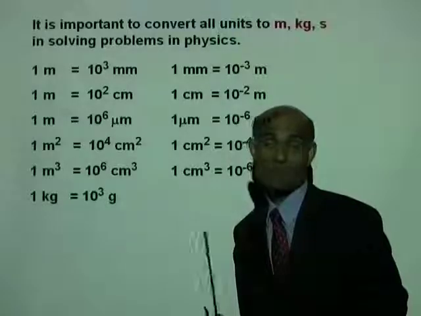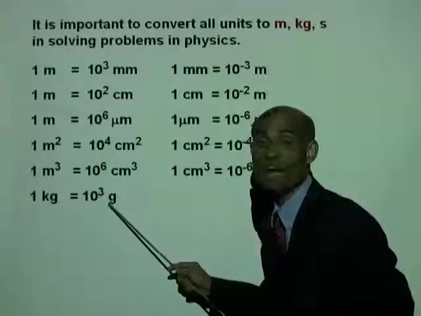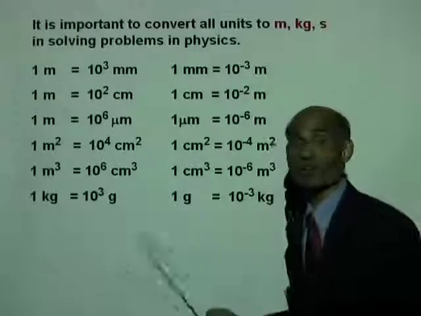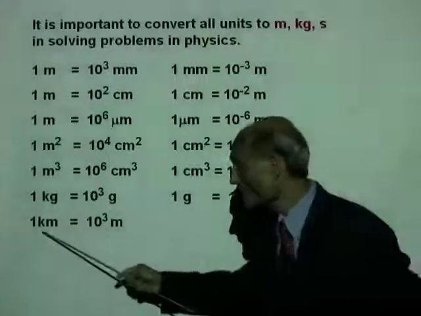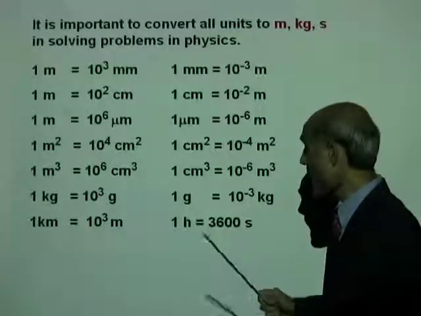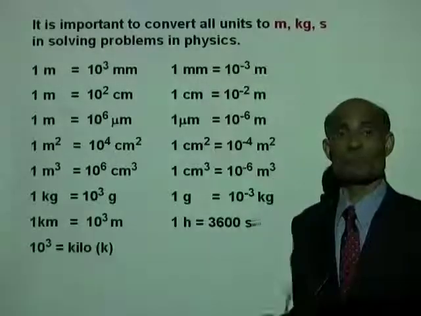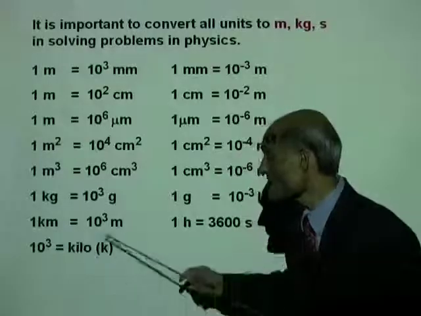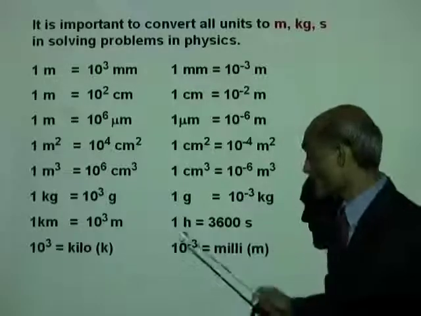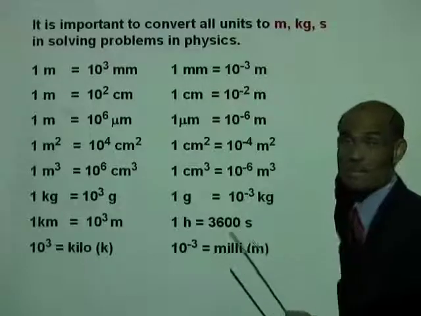Alright, let's now talk about mass. 1 kilogram contains 1,000 gram. Therefore, 1 gram is a 1,000th of a kilogram. 1 kilometer is 1,000 meter. 1 hour is 3,600 seconds. All these things you know. 10 to the power of 3 is a kilo. We use lowercase k for it. 10 to the power of -3 is a milli, lowercase m.